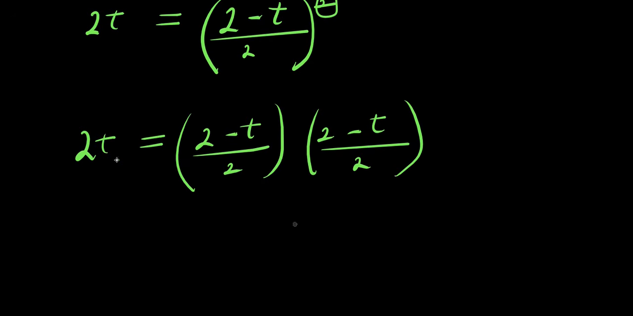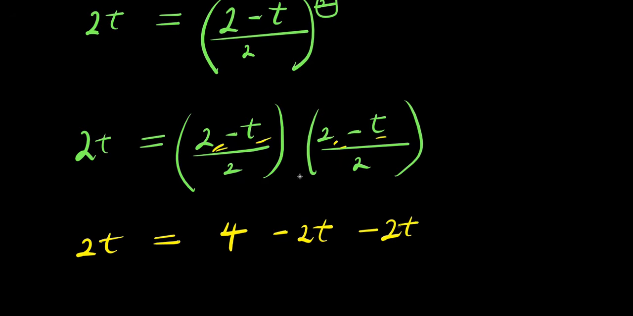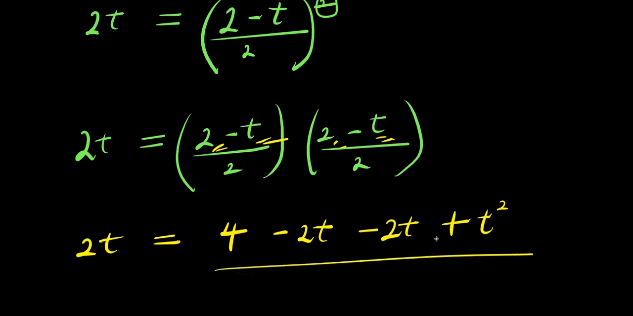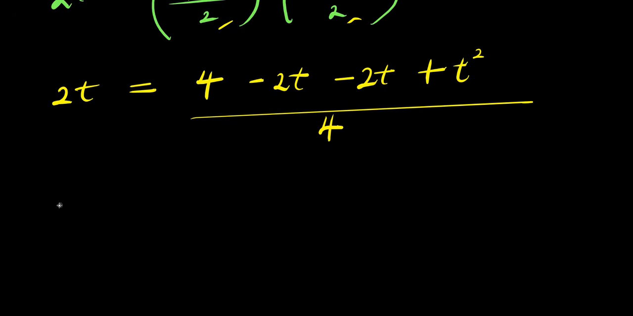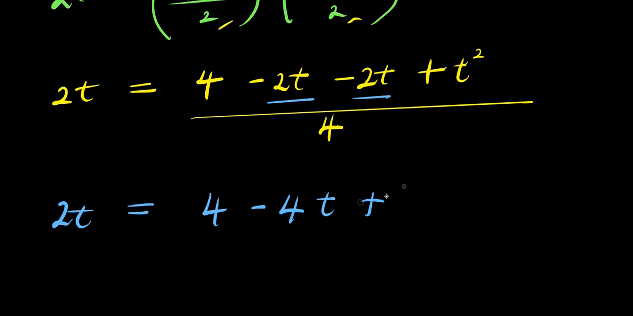So from here, I have 2t equals 2 times 2, that is 4, 2 times minus t minus 2t, minus t times 2 minus 2t, minus t times minus t plus t power 2. And this is divided by 2 times 2, we have 4. So right now, I have 2t equals 4 minus 2t minus 2t minus 4t plus t power 2 divided by 4.